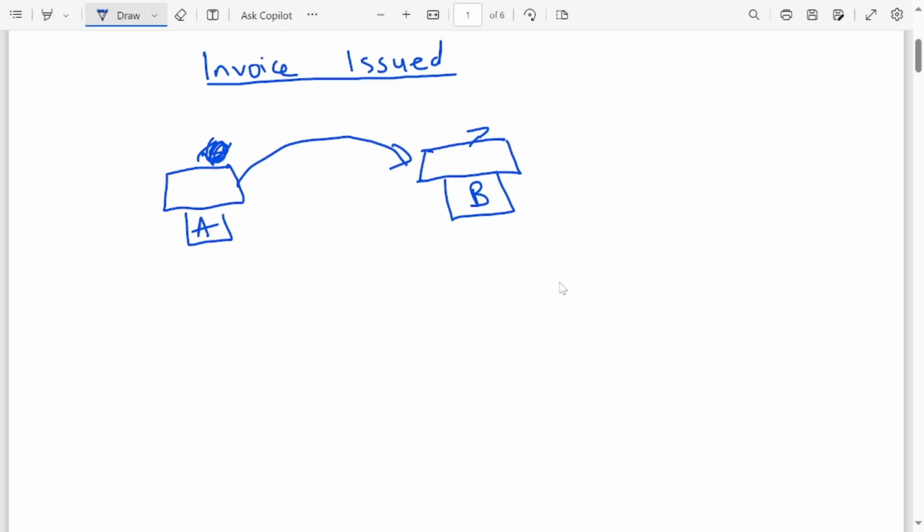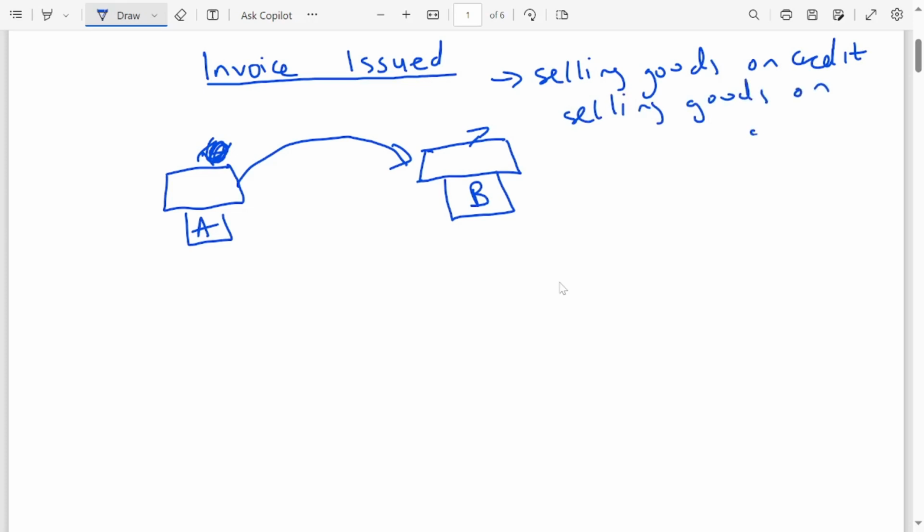So when the business issues an invoice, the business issues an invoice when the business is selling the goods on credit. Goods on credit. Or when the business is selling goods on account. That is the same thing. So whenever the business is selling the goods on credit, the business issues an invoice. Meaning that the invoice is going out of your business to whoever the business is selling the goods to.